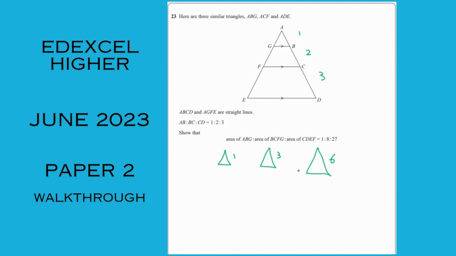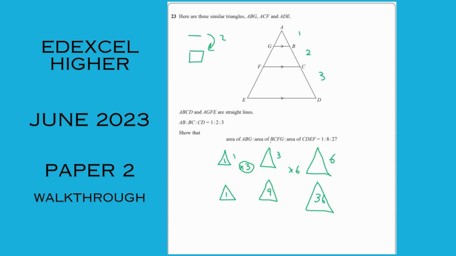So if you've got a linear scale factor, let's not forget linear scale factor going to area scale factor, that's when you square it. So if the sides have a multiplier of 3, the area of 1 will have an area of 9, will have an area of 36.